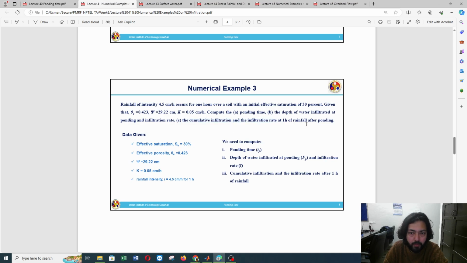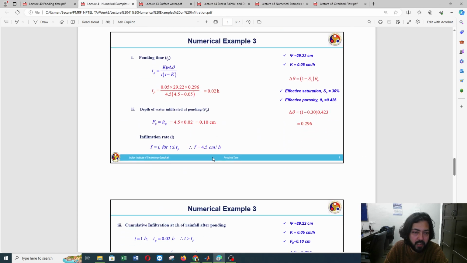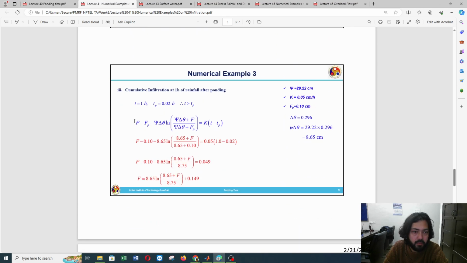They are asking us to calculate both of these for a case after the ponding time, right? We know the equation for cumulative infiltration after ponding has happened. So we'll take that equation, and this equation is nothing but the one we are supposed to use to calculate infiltration after ponding has occurred. So let us see what values we have.